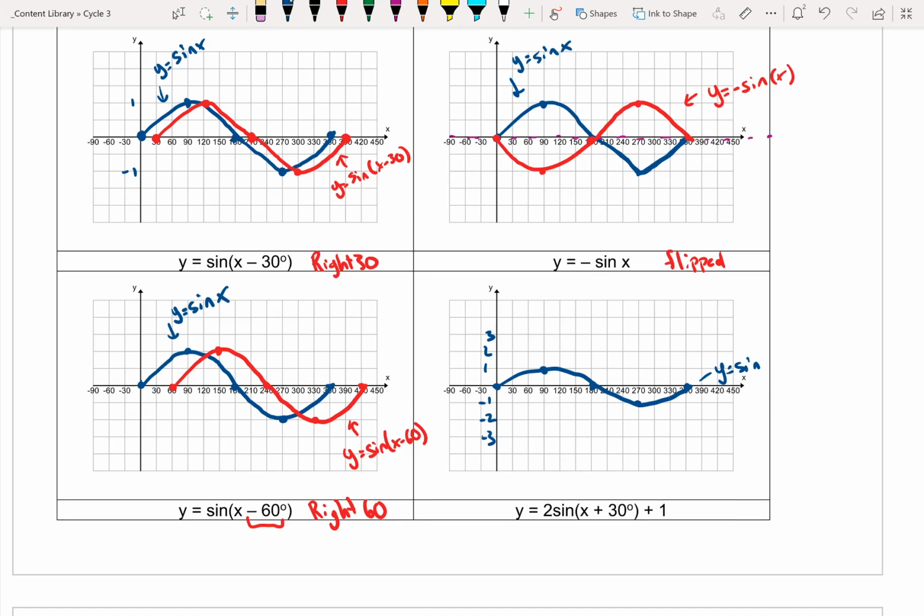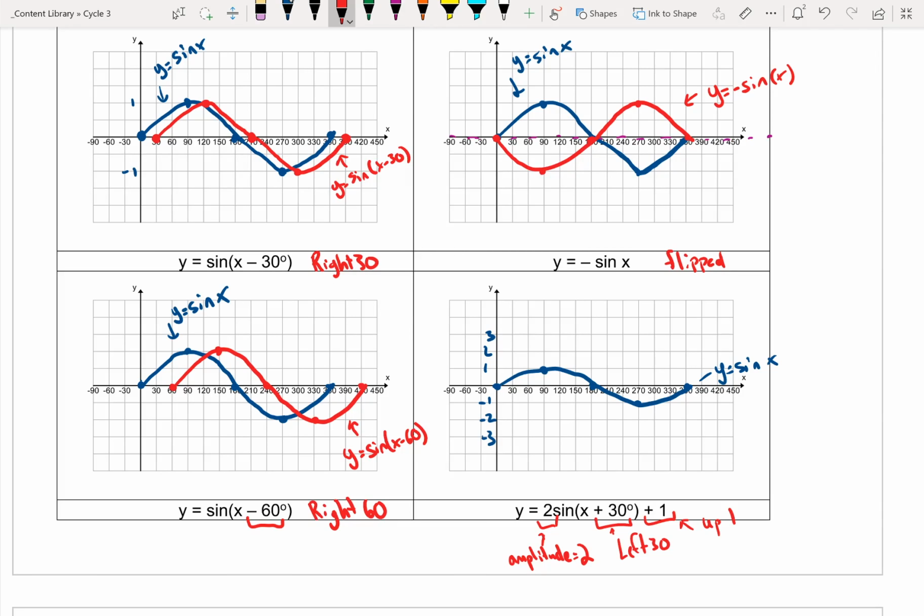Now we need to look at our transformation down here to see what things have transformed. Well, we have the plus 30, which actually means left 30. We have this plus 1, which means shifting it up 1. And the 2 means a vertical stretch by a factor of 2, or that the amplitude is 2.